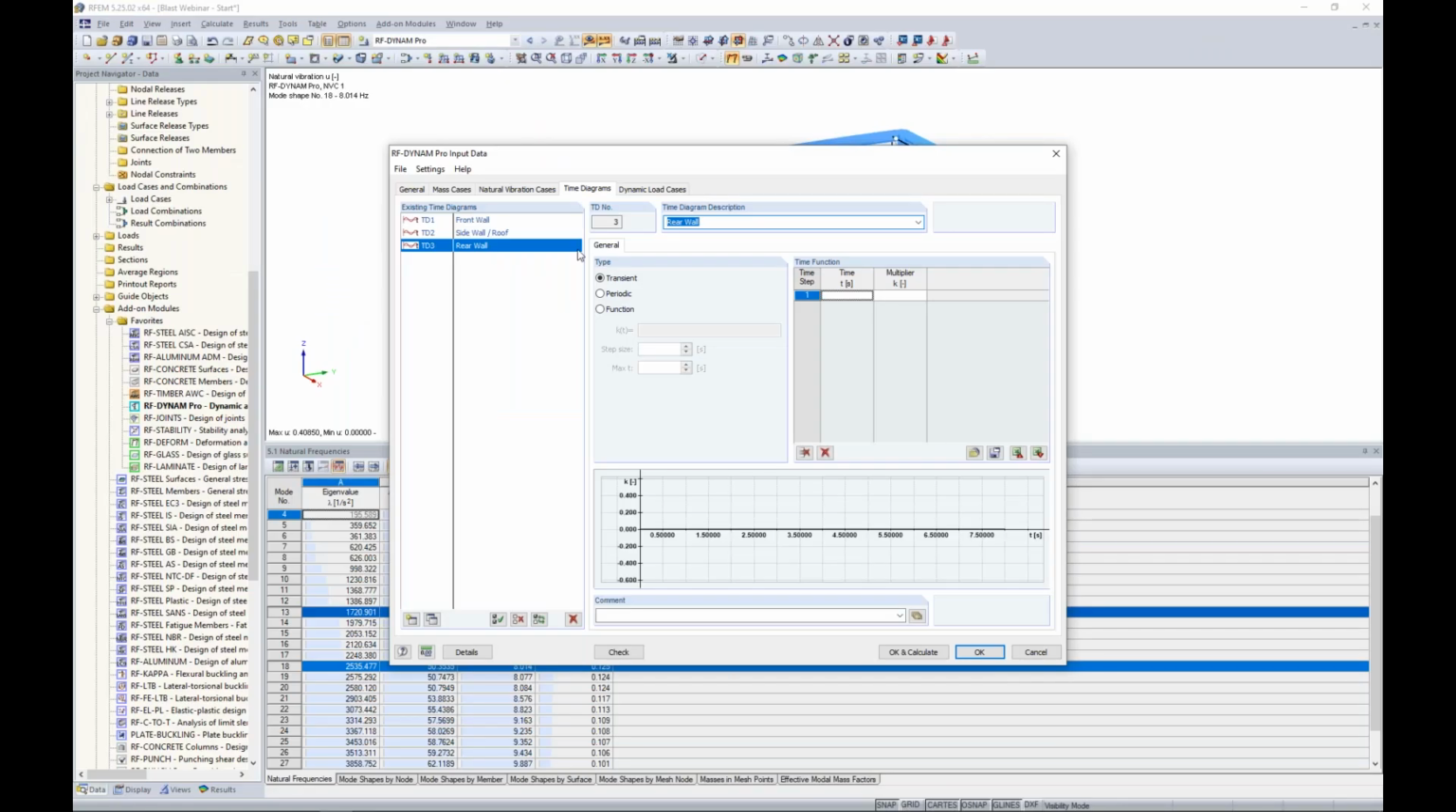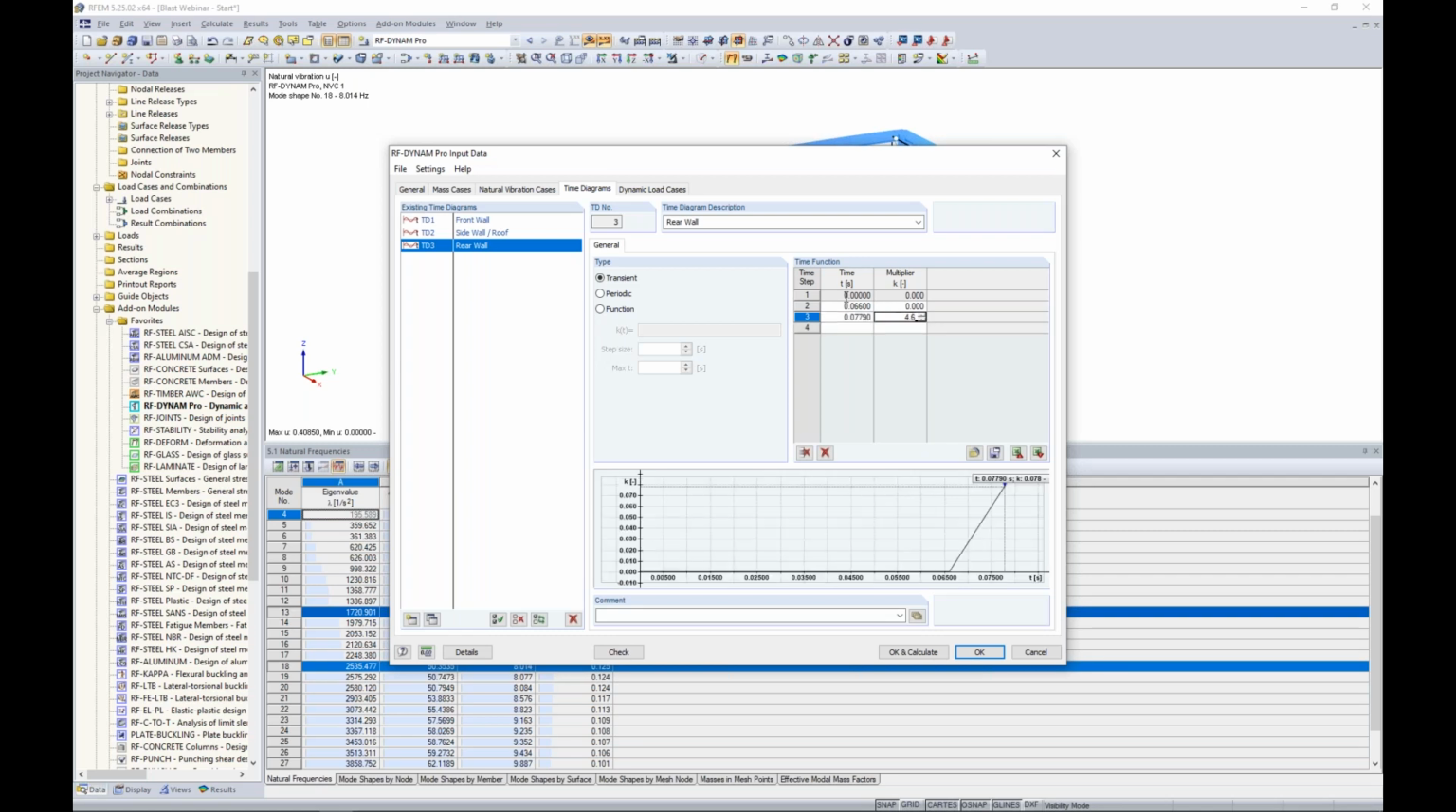So going into this last time diagram, we want to input in our points here. So we'll choose 0, 0. The second point will be 0.0660. The third point will be 0.0779 and 4.6 psi, and then 0.097 and 0.